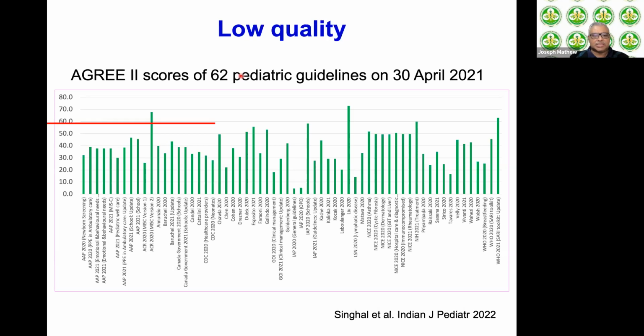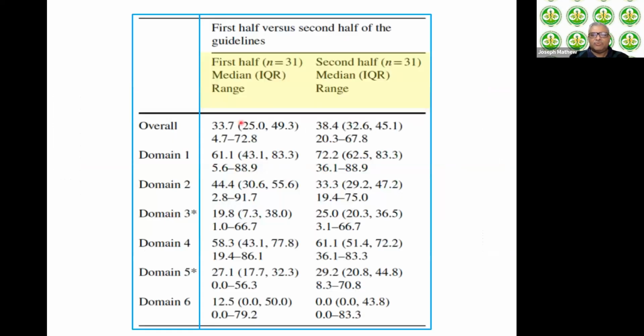In fact, if you looked at 60% as the so-called cutoff for a good quality guideline, only 3 of those 62 actually crossed the threshold of 60%. 1 or 2 reached close, but the majority of them had very low AGREE II scores, and the median was only 35%. Interestingly, we looked further at the guidelines produced in the initial part of the pandemic, the first half of the guidelines compared to the second half, believing that the pressure of time might have created some problems with quality. We discovered no differences in any of the domain scores, at least no statistically significant differences between guidelines produced early in the pandemic and those produced later.